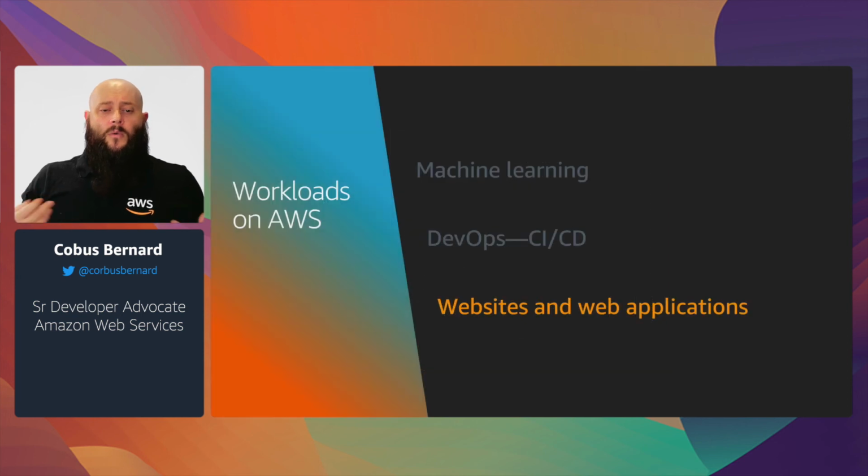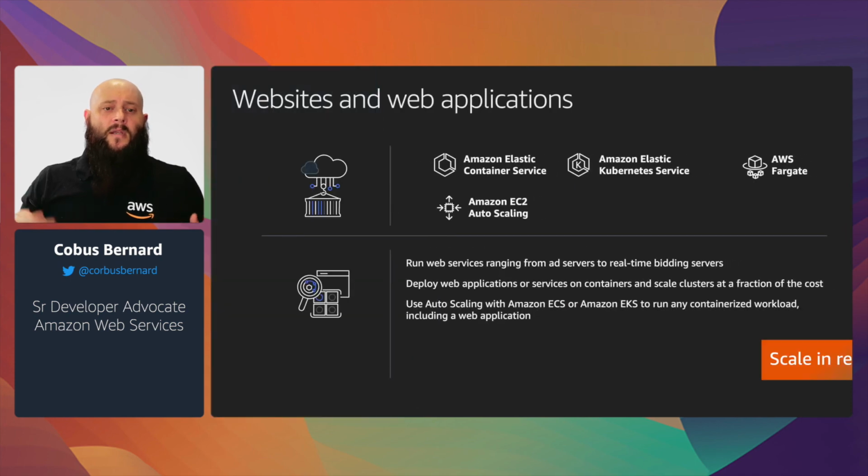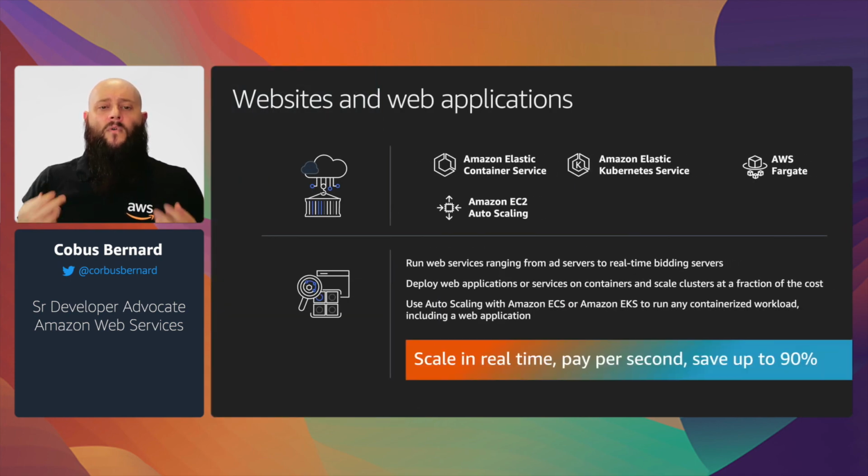Then the third workload I want to show you is where you run websites and web applications. Because if you think about containers, they tend to be stateless already, so they're a very good candidate for making use of spot instances. And because spot instances are already integrated in both Amazon ECS and EKS, you can make use of them very easily by just configuring them similar to the autoscaling group that I showed you just now to get the best use out of the Spot instances.